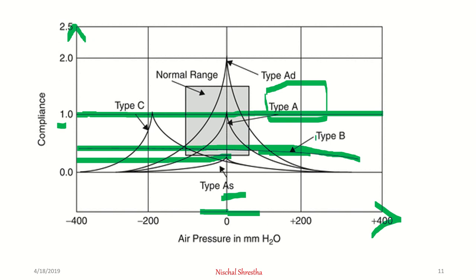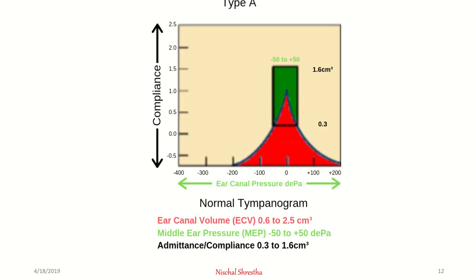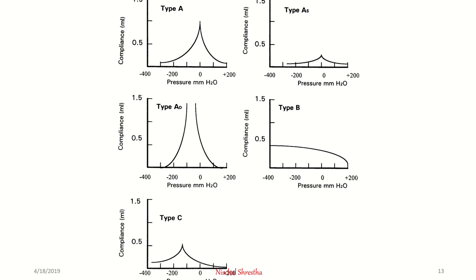But in type B, where eustachian tube blockage occurs for a long time, more fluid can get collected in the middle ear, which opposes the TM movement, so compliance decreases and pressure also decreases because blockage of the eustachian tube has occurred. And this is a normal graph. This is the individual graph.